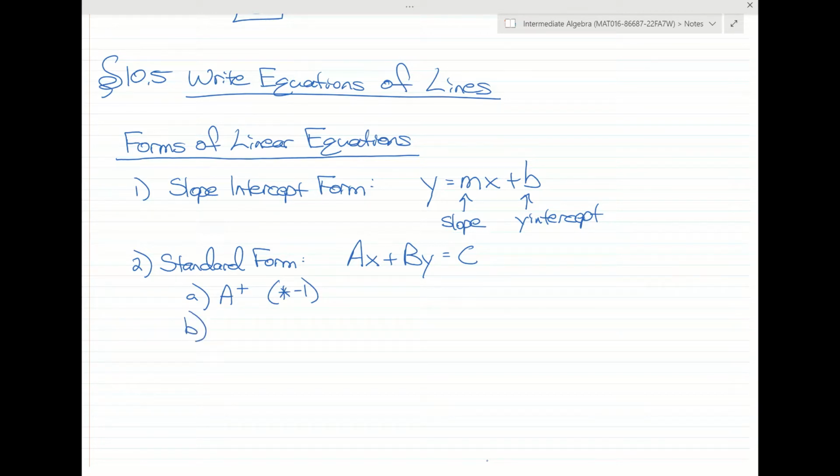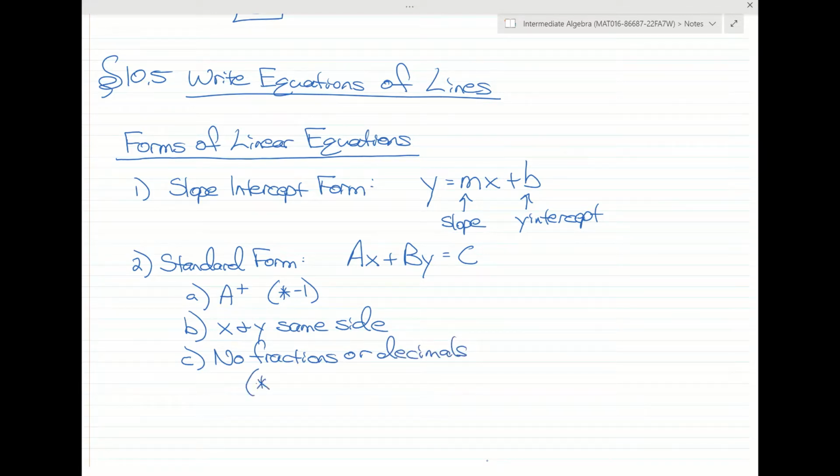The second thing is that the x and y have to be on the same side. And the third thing is that there's no fractions or decimals. The way you get rid of fractions is you multiply by the LCD. The way you get rid of decimals is you multiply by 10. We'll look at the examples of that in a little bit.